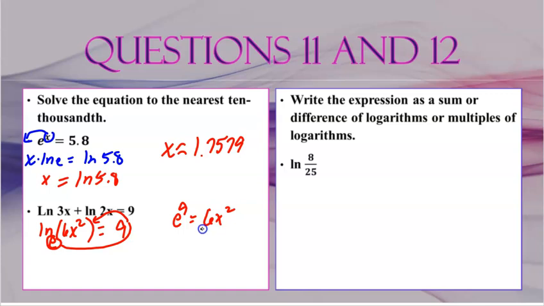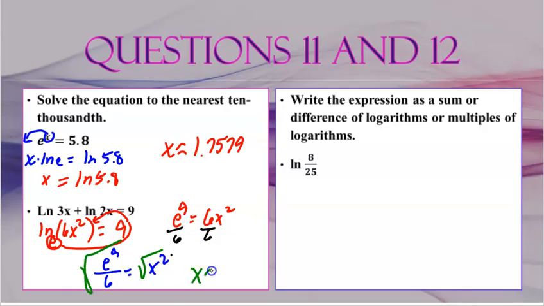From this point, to get x squared by itself, we're going to divide by 6. And so right now, I have e to the 9th power divided by 6 equaling x to the 2nd power. Now to undo a square, we find the square root. And remember, when we find the square root, there's a positive and a negative root. But because we're dealing with logarithms, we can only have numbers that are positive to find a logarithm.